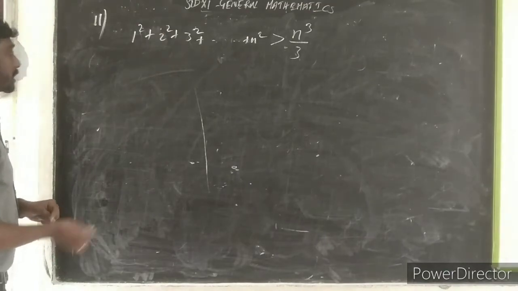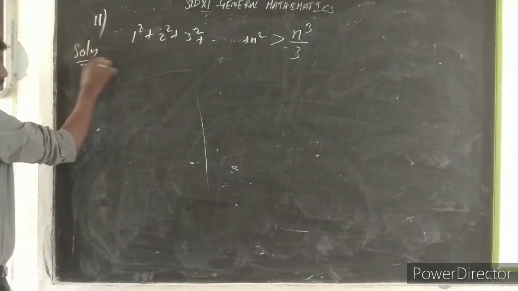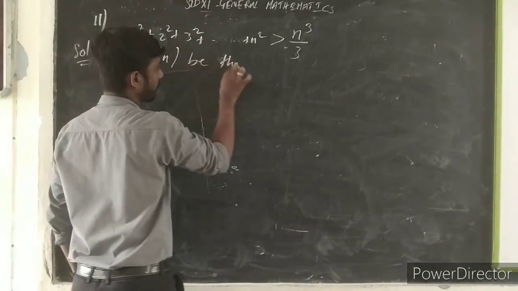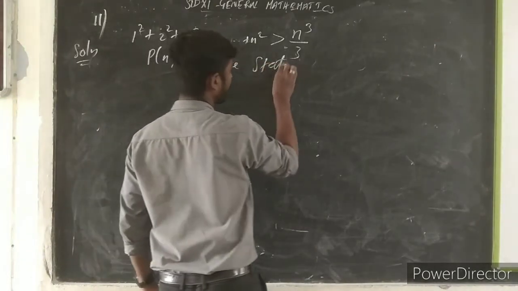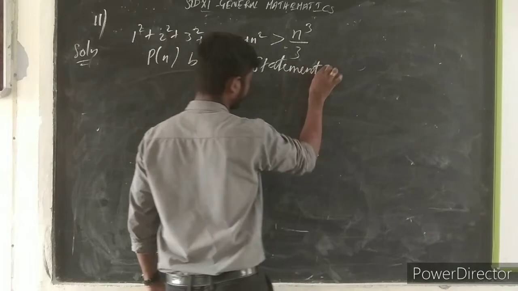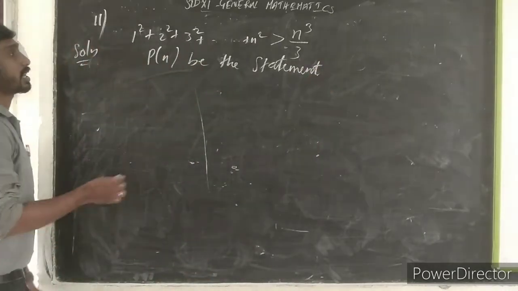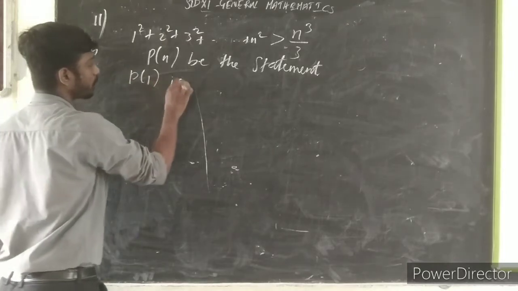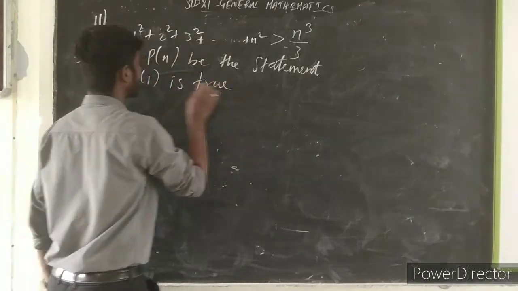Now we are going to prove the statement. Let P of n be the statement. What is the next procedure we are going to apply? That is, P of 1 is true. We are going to prove that P of 1 is true here.